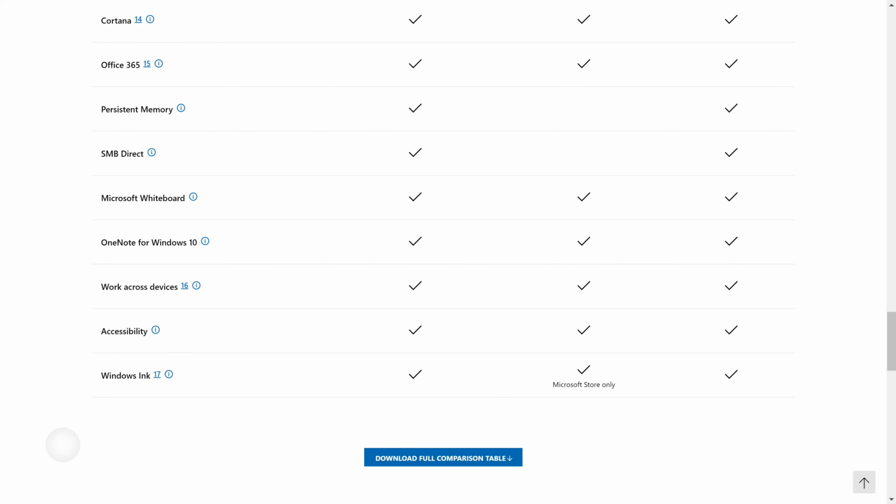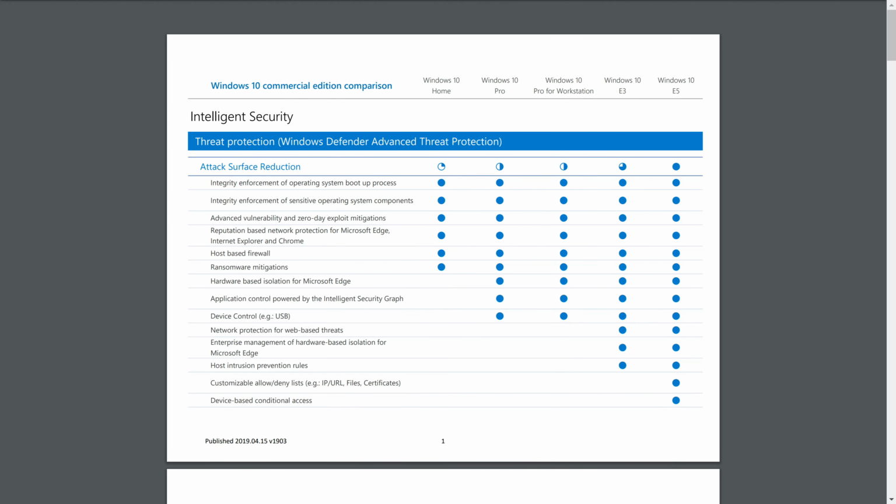So to help answer that question around the E3 and E5 side of things, there is a full comparison which I'll show you now. So here we are. This is the full comparison table, and as you'll see here to the top right, you have Windows 10 E3, and again the E5 side of things when it comes to the enterprise versions of Windows 10.